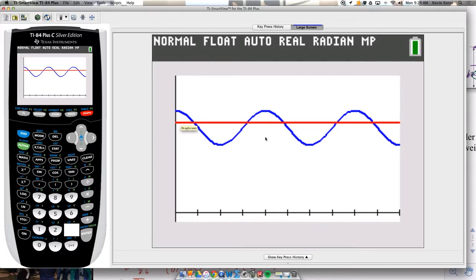So here's what I'm going to do. I'm going to find this point of intersection and this one, or this one and this one. And to find the distance between them, what am I going to do? Subtract them, okay? So let's do that first.